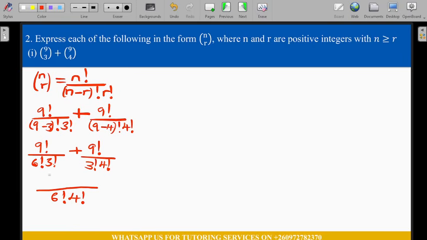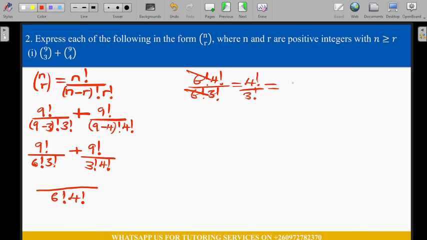So now we need to get the common denominator. So for the common denominator, now we say this our denominator that we have, which is 6 factorial 4 factorial, we say we divide by this first part, where here we have 6 factorial 3 factorial. So here we can see that 6 factorial cancels, we remain with 4 factorial over 3 factorial.